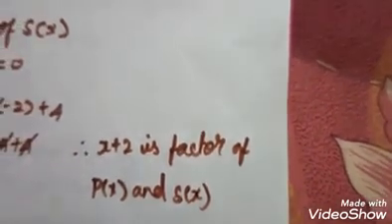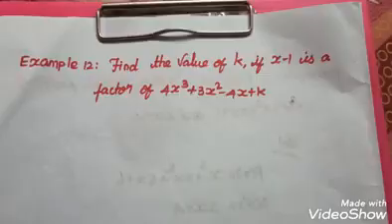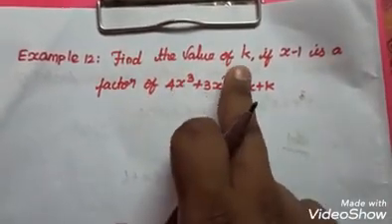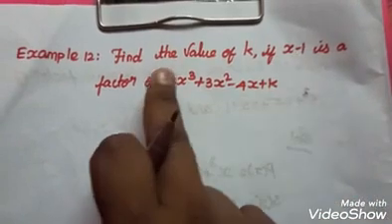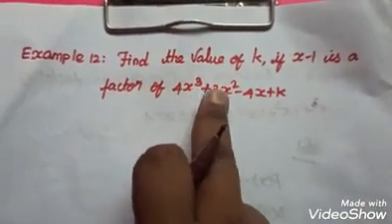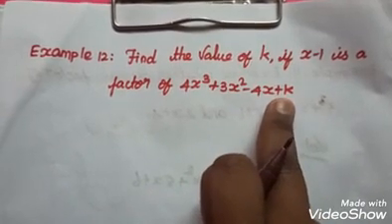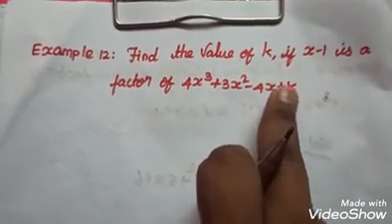Next we move on to example number 12. So now we see example number 12. In this question, find the value of k if x minus 1 is a factor of 4x cube plus 3x square minus 4x plus k. Instead of the constant, here k is there. We have to find out the value of k.